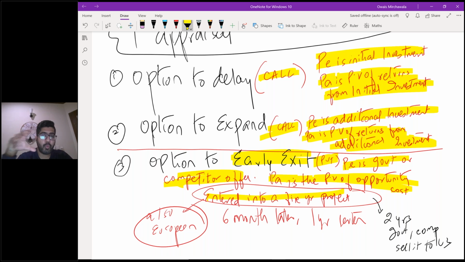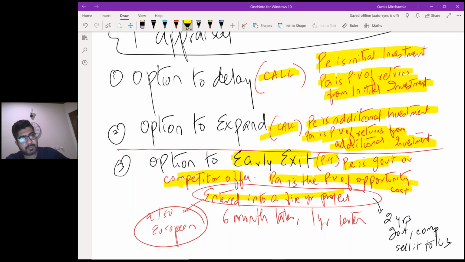Okay. Now, what will happen with this? Once you get an investment appraisal question, there might be a case that the first part of the question is going to be NPV. So to solve the first part of the question, that is NPV, you know how to compute NPV. And the second part gives you either option to delay or option to expand or option to early exit.